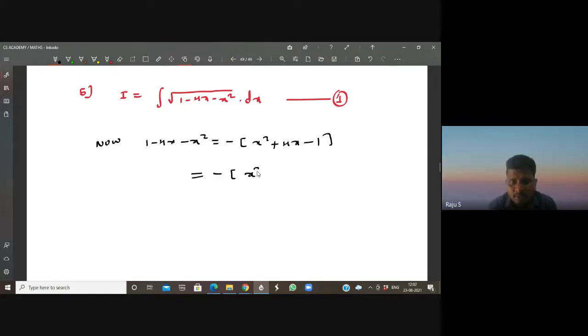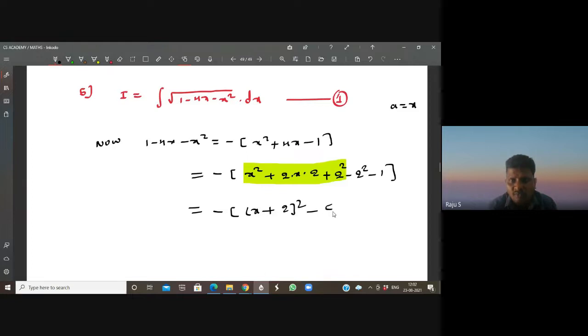Yeah, this you can change to completing square. Look here. x square plus 4x can be written as 2ab. If I take a is equal to x, a square plus 2ab, what is the b value here? 2. Shall I write 2 square minus 2 square minus 1? Yes. So it is like a square plus 2ab plus b square. This can be written as x plus 2 the whole square minus 5. But when I multiply with minus at last, 5 minus x plus 2 the whole square.